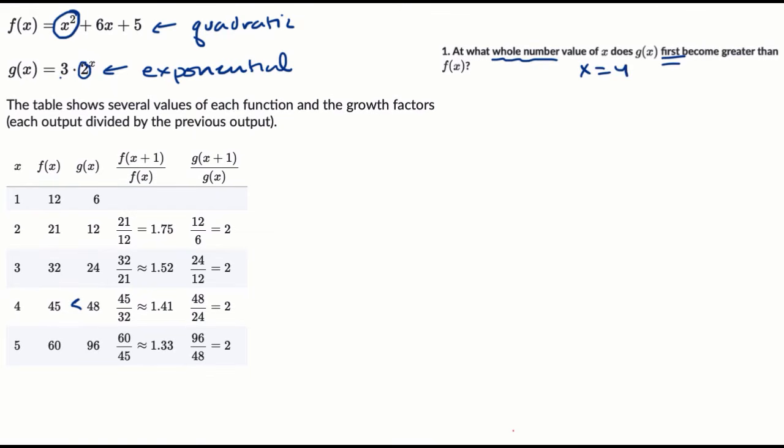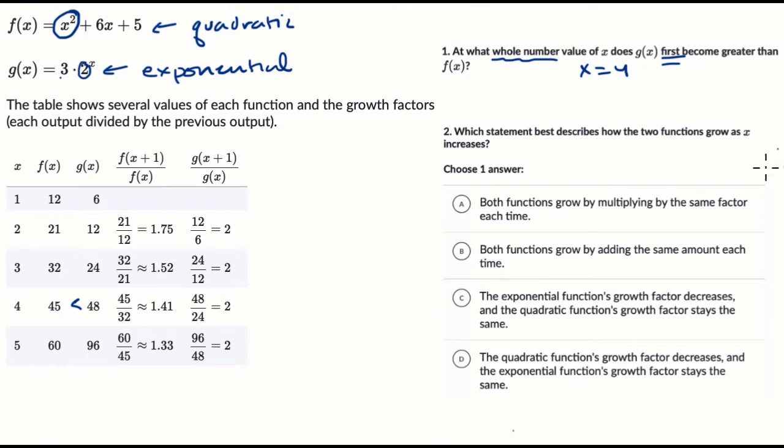And now let's do the second part of this question. They are now asking, which statement best describes how the two functions grow as x increases? So the first choice says both functions grow by multiplying by the same factor each time. Well, that is true of an exponential. Every time you increase x by a whole number, you are essentially multiplying by 2 again. And you can see that right over here. If you take g of 2 divided by g of 1, that's what's happening here.